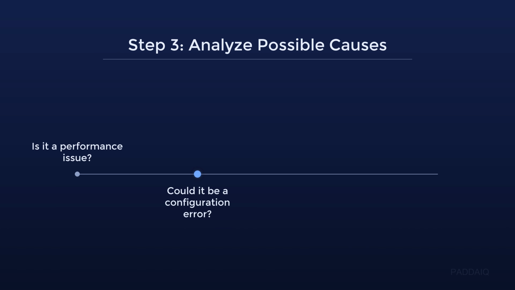Could it be a configuration error? This means a setting in the system might be incorrect, like a wrong parameter or option selected. For instance, an integration flow might fail because the destination URL was typed inaccurately. Always verify your setup details first, as this is a frequent source of issues.